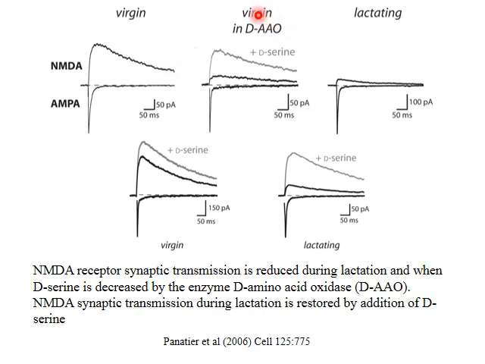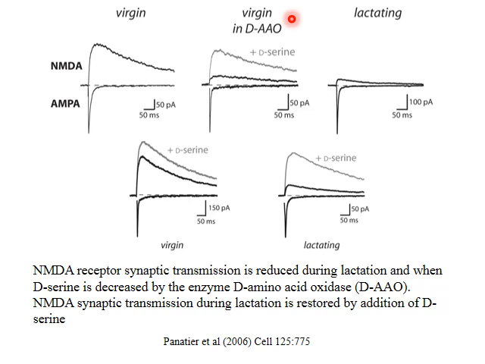In the next record, in the middle record on the top, we see the same records of synaptic transmission in a preparation where D-amino acid oxidase, or DAAO, is added. D-amino acid oxidase breaks down D-serine so that D-serine levels will be reduced.